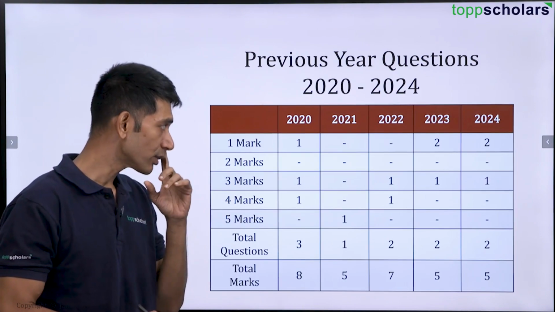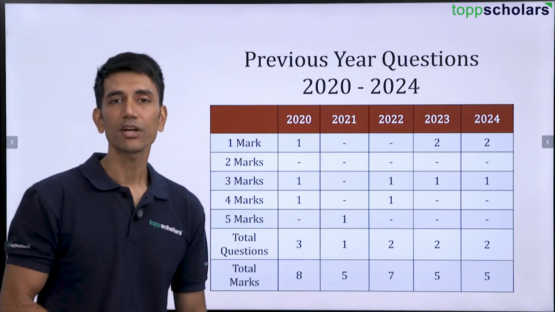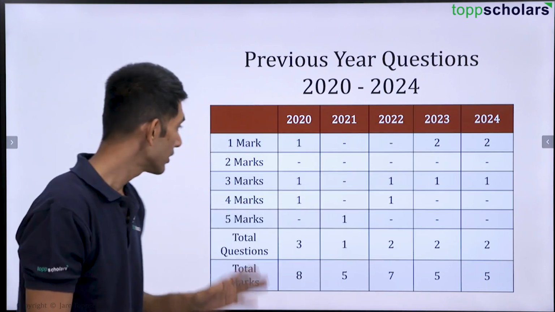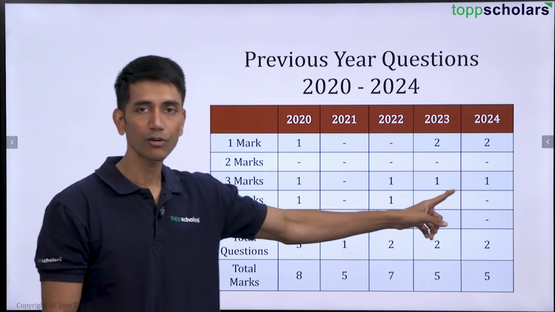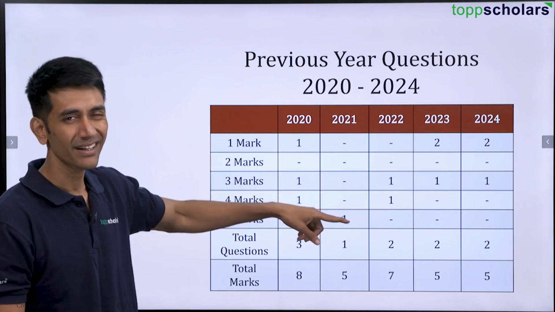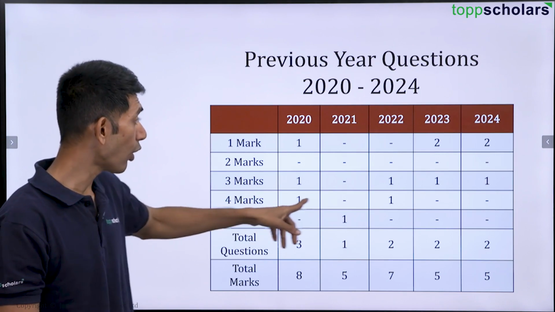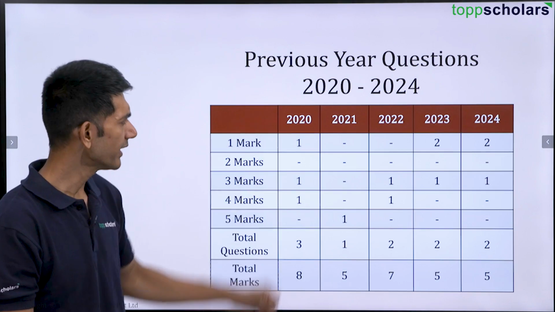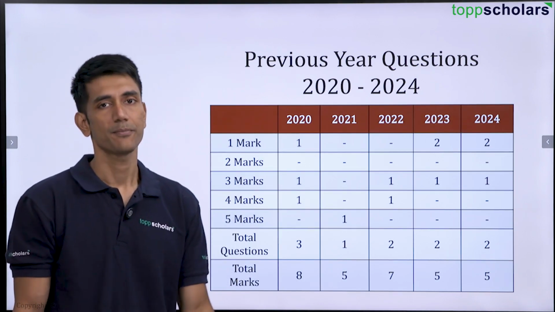This chapter is very important because you can see ample questions are generally asked from it. Back to back in 2023 and 2024, two questions each of 1 mark were asked. Not only that, a 3 marker is also very important from this chapter. You can see a 3 mark question is appearing almost every year, right? And you can also expect a long question of 4 marks. Even a 5 marker was asked before in the year 2021. So you will find a variety of questions in this chapter, right?